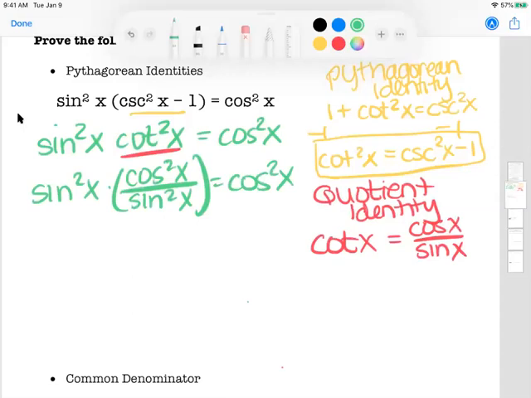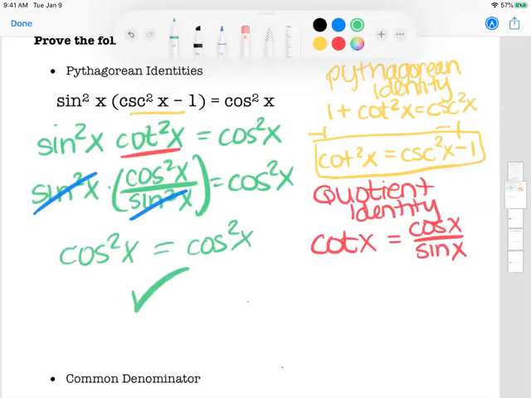Okay, now looking good from here, I could put a denominator of 1 under that sine squared x, but I kind of prefer to just cross out the numerators that match with the denominators. So I've got a sine squared x here. That's going to cancel out with that sine squared x down there, resulting in 1 times cosine squared x. And we are done. Cosine squared x equals cos squared x. Check. Beautiful.